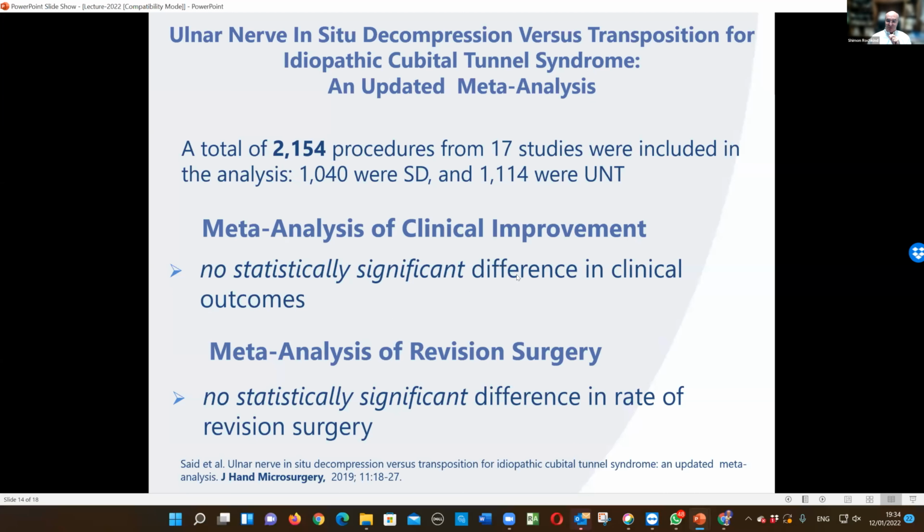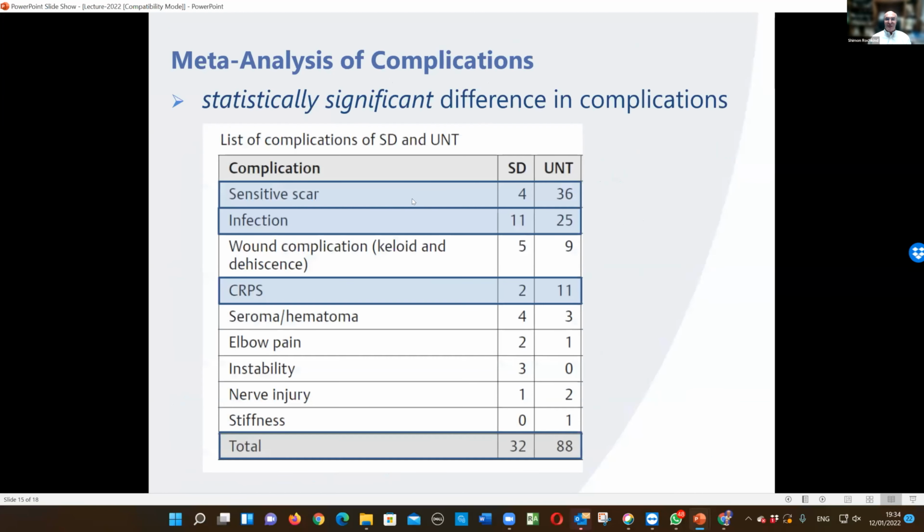Another meta-analysis of this study covered cases of revision surgery. In cases of revision surgery, there was also no statistically significant difference in the rate of revision surgery. Surprising were the results for complications. The meta-analysis of complications in both of these methods shows a statistically significant difference in complications.